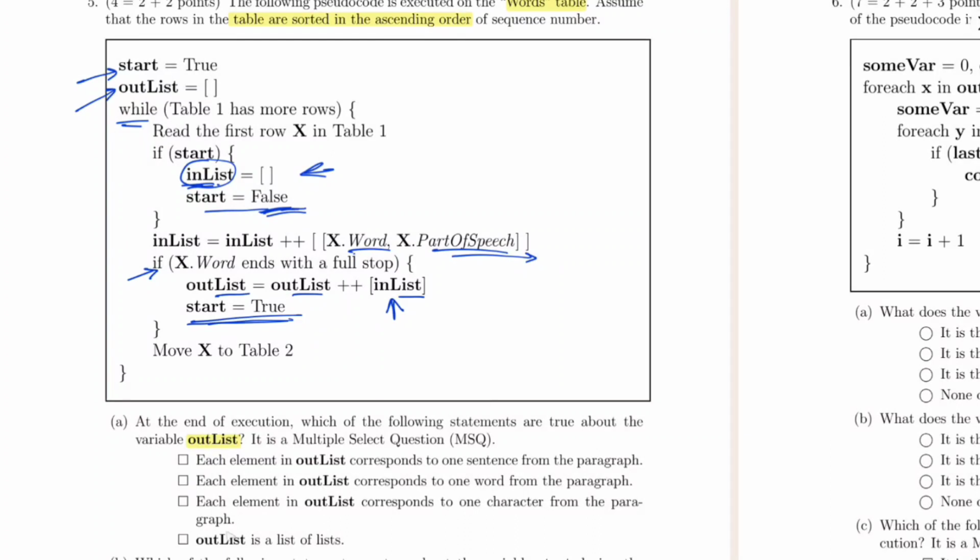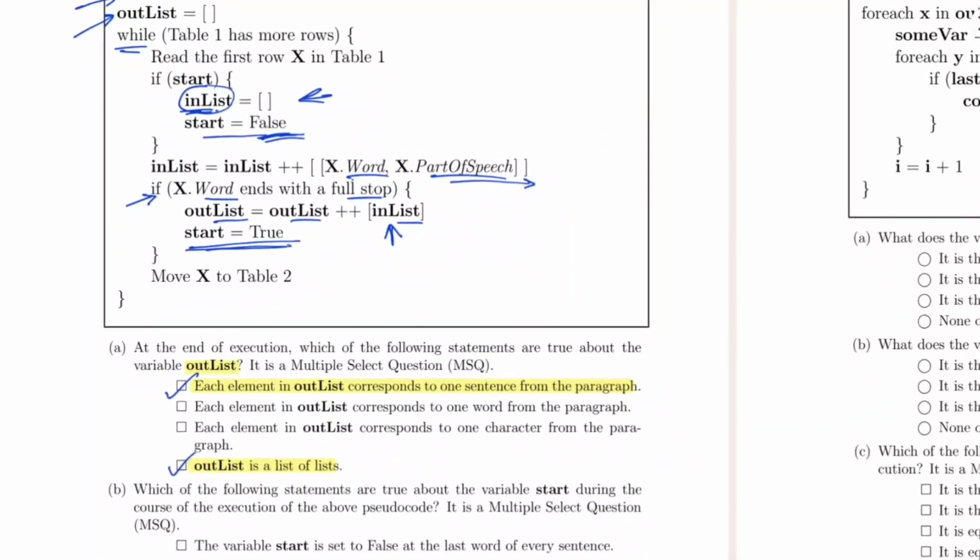So here we can say outlist is a list of list, and each element of outlist corresponds to one sentence from the paragraph. It is a complete sentence that it is corresponding to, because when the word ends with a full stop, then all the elements of inlist are assigned to outlist. So both of these options are going to be correct. Let's read the second part.